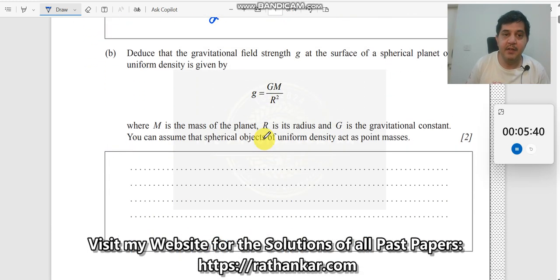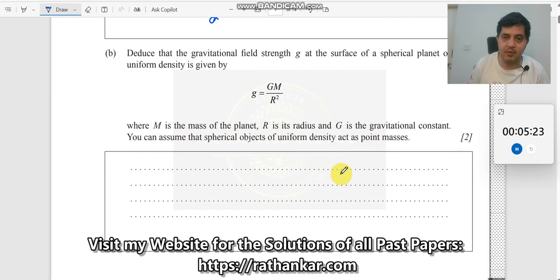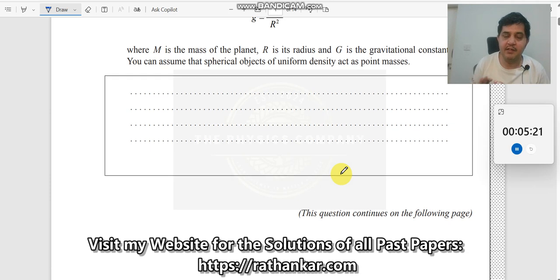Okay, next, deduce that the gravitational field strength g at the surface of a spherical planet of uniform density is given by g equal to GM by r square, where M is the mass of the planet, r is the radius, G is the gravitational constant. You can assume that spherical objects of uniform density act as point masses. Okay, this is for 2 marks. So here the question is simple.